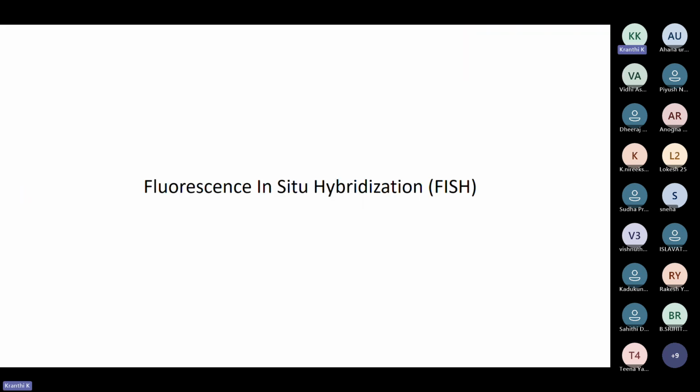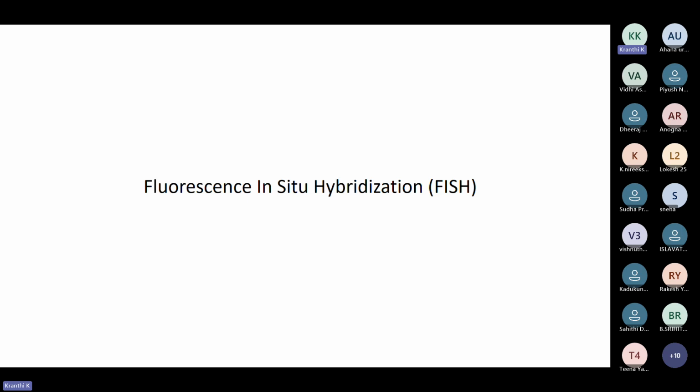So fluorescent in situ hybridization means, again, try to read the heading multiple times to understand. Fluorescence in situ. What is the fluorescence? Emission of light by fluorescent dyes, right? The fluorescence means emission of the light by fluorescent dyes. In situ means in the original place, in the same place, in the cell or in the tissue. Then hybridization. Already we discussed hybridization.